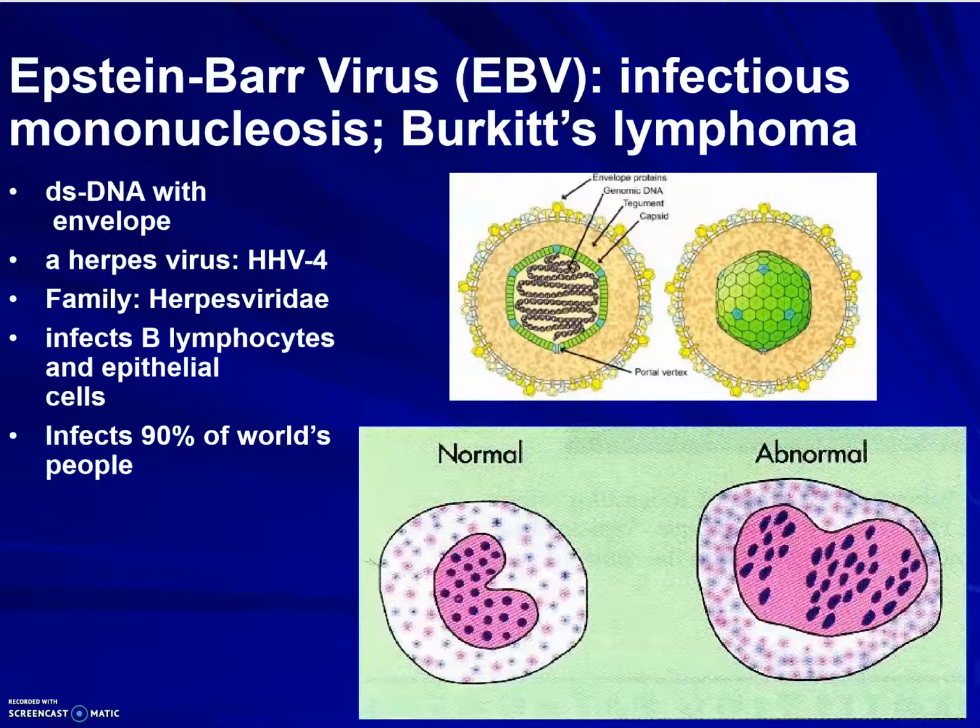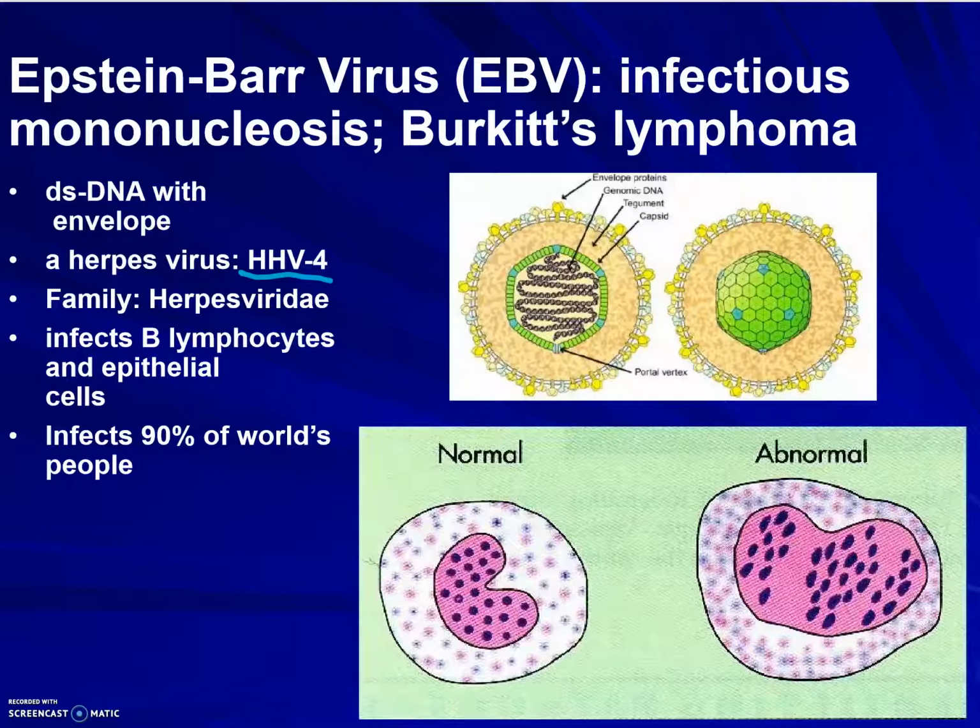So our last virus in this pathogen group, number 2, will be the Epstein-Barr Virus, abbreviated EBV. It's the cause of infectious mononucleosis, otherwise known as mono, and it can also lead to Burkitt's lymphoma. So we have a double-stranded DNA virus with envelope. It's in the group of the herpes viruses, the Herpesviridae. Specifically, it's HHV4, human herpes virus type 4. It infects B lymphocytes and also epithelial cells.